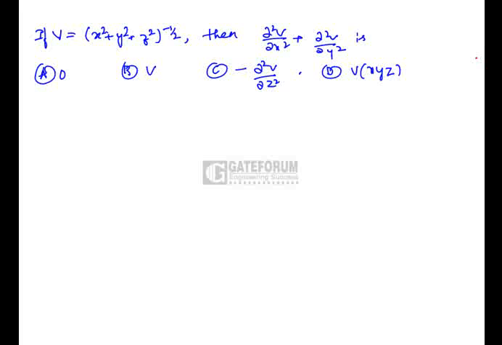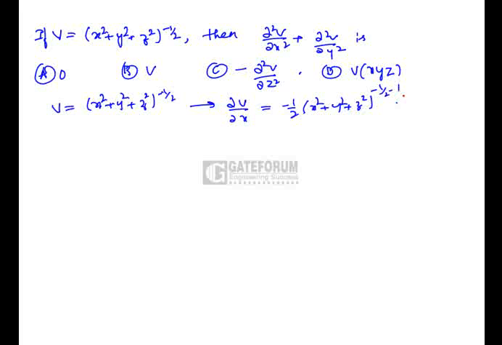V is a function given as (x square plus y square plus z square) whole power minus 1 by 2, and we have to find dou square v by dou x square plus dou square v by dou y square. Let us differentiate it partially with respect to x, that is dou v by dou x, which will be half into (x square plus y square plus z square) whole power minus 1 by 2 minus 1, into differentiation of x square plus y square plus z square, which will be 2x, because we are differentiating partially with respect to x. So dou v by dou x is nothing but minus x times (x square plus y square plus z square) whole power minus 3 by 2.